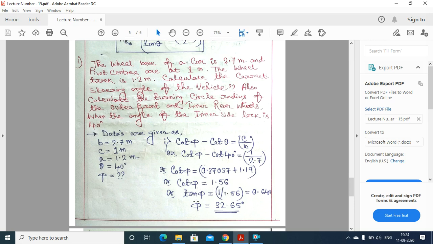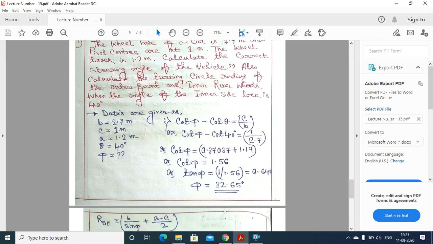So tan phi is the reciprocal of cot phi. Tan phi is equals to 1 by 1.56, which is 0.641. So phi is equals to 32.65 degree, that is the outside lock angle.